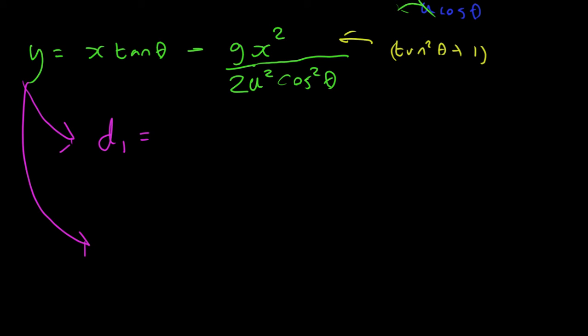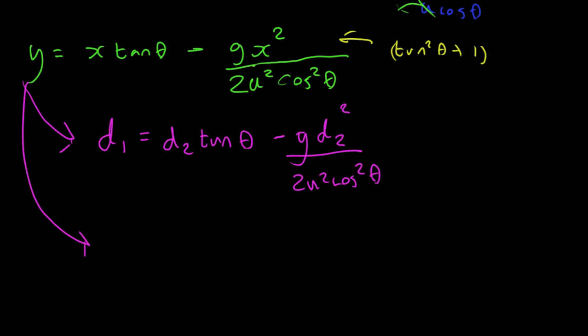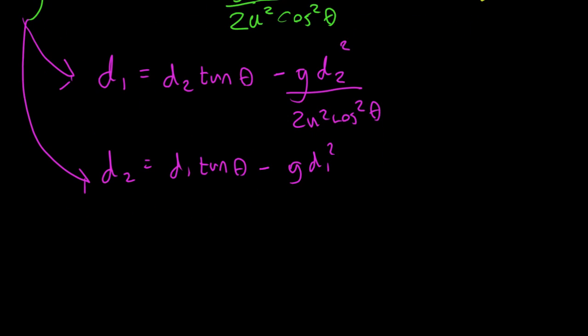So d1 will be equal to d2 tan theta minus g d2 squared over 2u squared cos squared theta. And then d2 is equal to d1 tan theta minus g d1 squared over 2u squared cos squared theta.